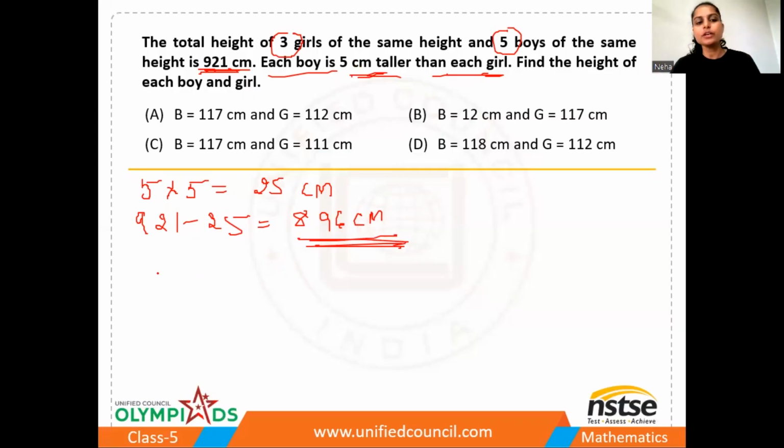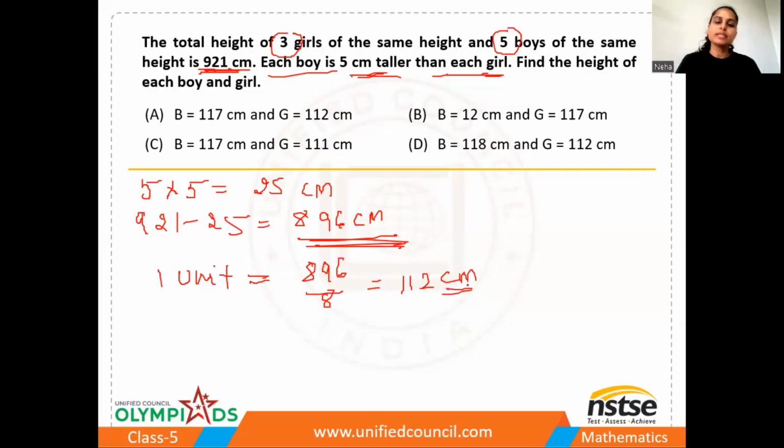Now for one unit it is what? For one unit it is 896 divided by 8. That means 112 centimeters. 112 centimeters is the height of each girl, because we are subtracting the extra height. Clear? Now, 112 plus 5 is equal to 117. So 117 is the height of each boy, because a boy is 5 centimeters taller than a girl.